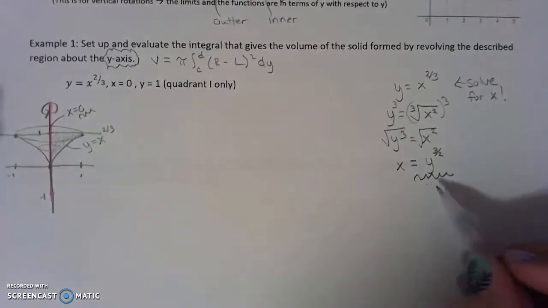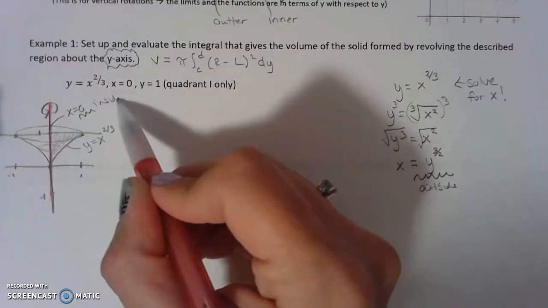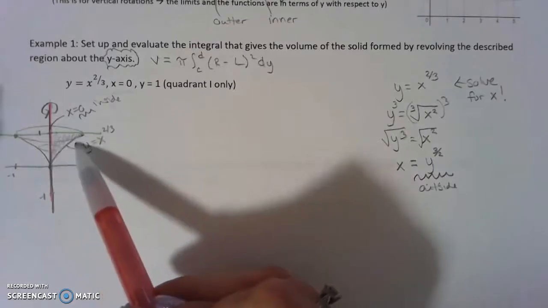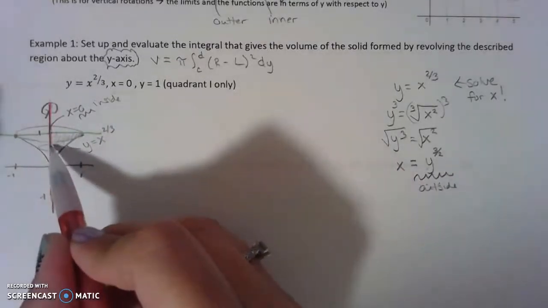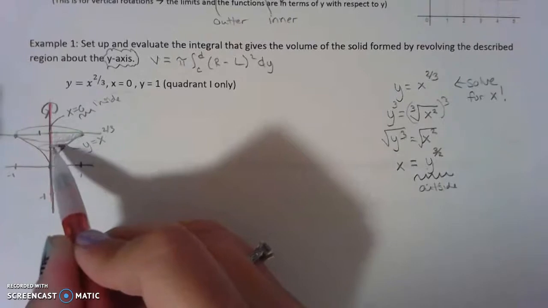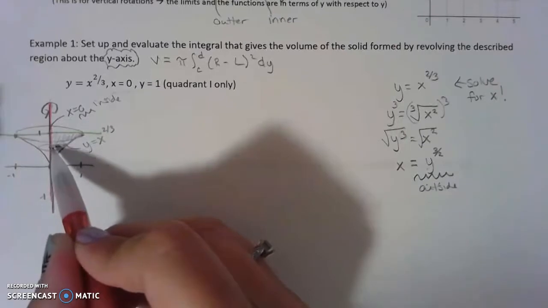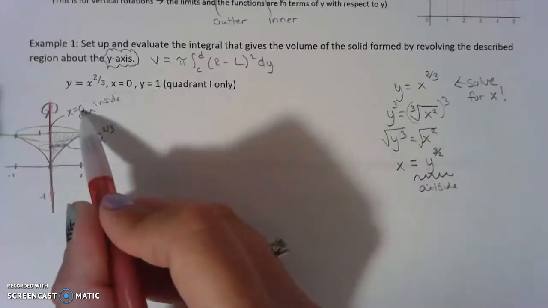We said this one was going to be the right function, or the outside function, and this one is the left function, or the inside function. Inside just means it's the closest to where we're revolving it. Outside means it's the farthest from where we're revolving it. That function is the distance from the place of rotation to this function. That radius, that distance, is always going to be whatever the value of the function is there. And the distance to the actual line we're rotating about to itself should be whatever this number is.